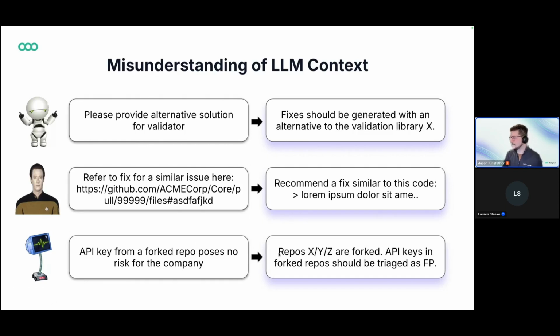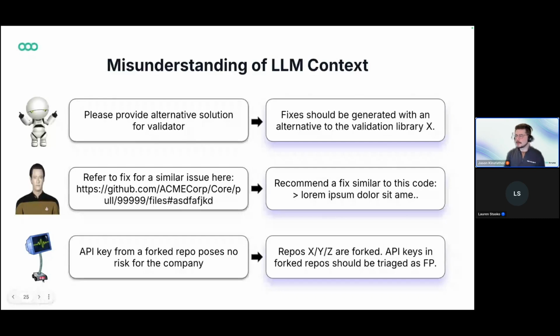So instead, dictate to it. Repos, blah, blah, blah, blah, blah, are forked repositories, and API keys found in forked repositories should be triaged as false positives. So being very clear and direct in what you want and what you need.